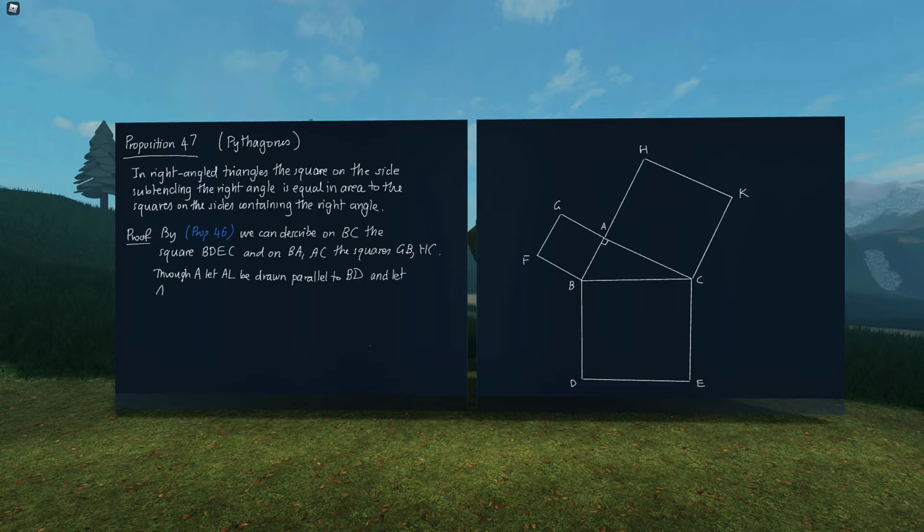And let AD and FC be joined. So L is defined by where the line parallel to BD passing through A meets the line DE. Yeah, so you're dropping a perpendicular from A to DE. Let me see. How do I find this? I'm just scrolling back. What did I say? AD and FC. Okay, AD, yep, and FC.